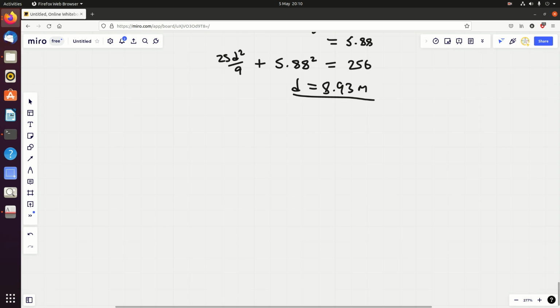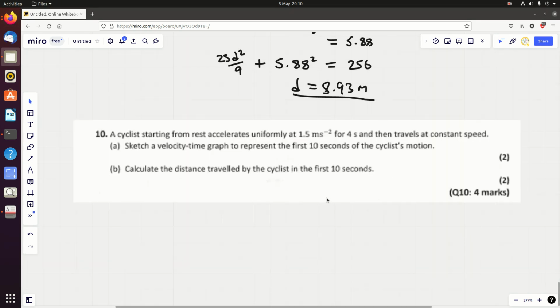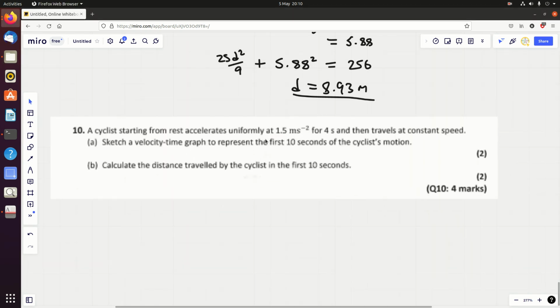Okay, very last question in the mock. Let's do it. Question 10. Okay, we've got a cyclist starting from rest, accelerates uniformly at 1.5 meters per second squared for 4 seconds, and then travels at constant speed. This isn't bad, is it?